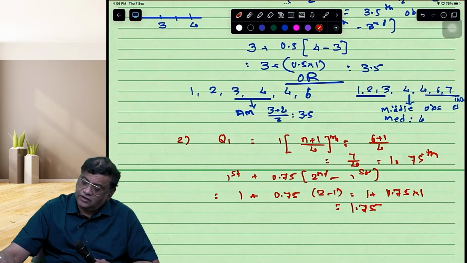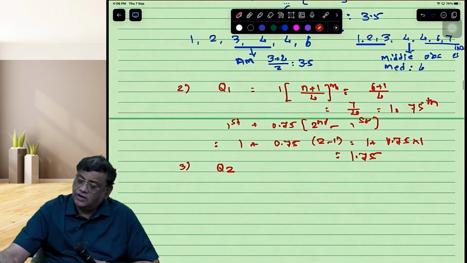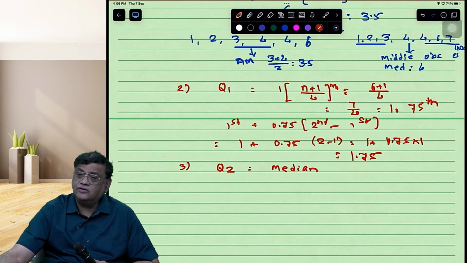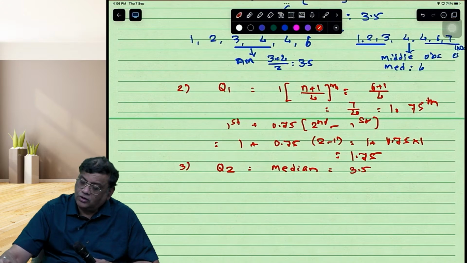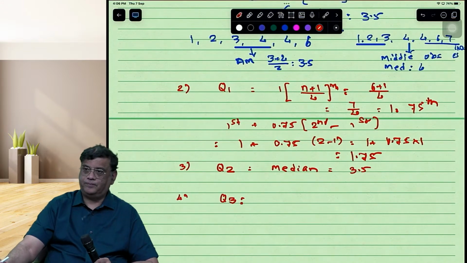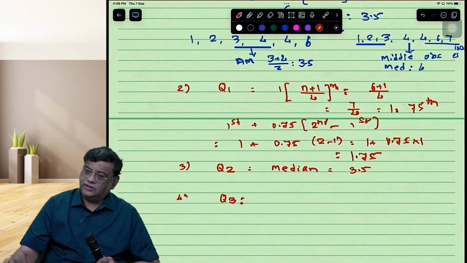What could you say about the second quartile Q2? You know the second quartile Q2 is nothing but the median. And the median we have already found to be what? 3.5. What about the third quartile Q3? How about the third quartile Q3?